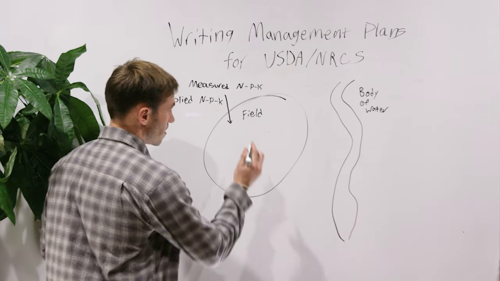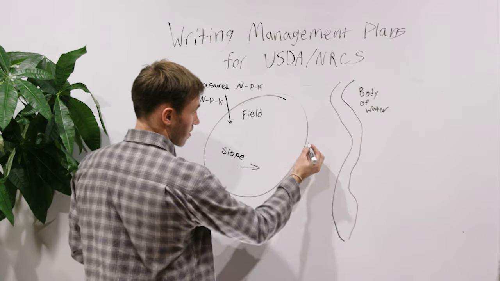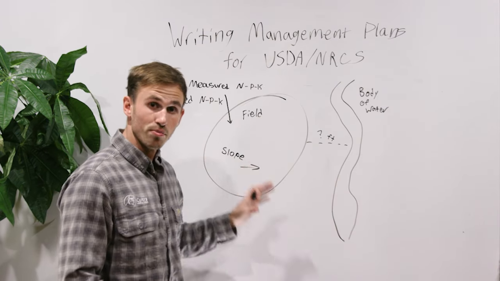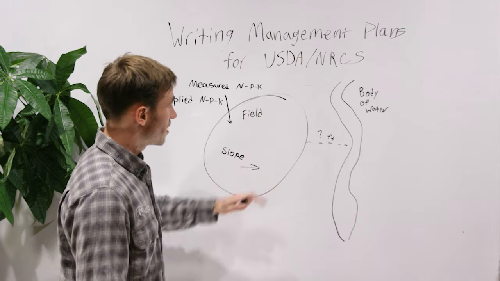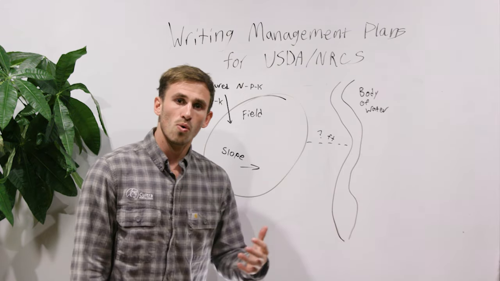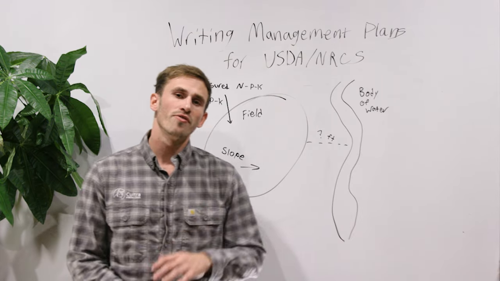So those are things like the slope of this field going towards this body of water, how many feet between what we call our spreadable area, the applied area of fertilizer, that field, how many feet that is away from a body of water. We're going to look at things like water infiltration rates, erosion rates per year, and a bunch of other metrics.